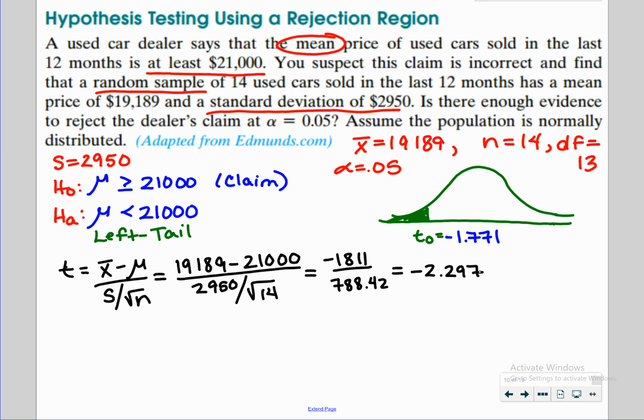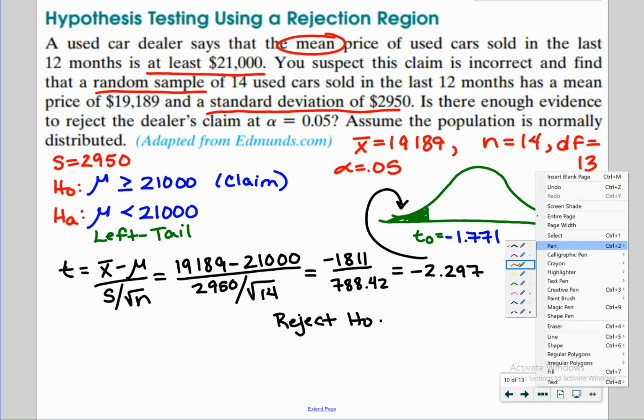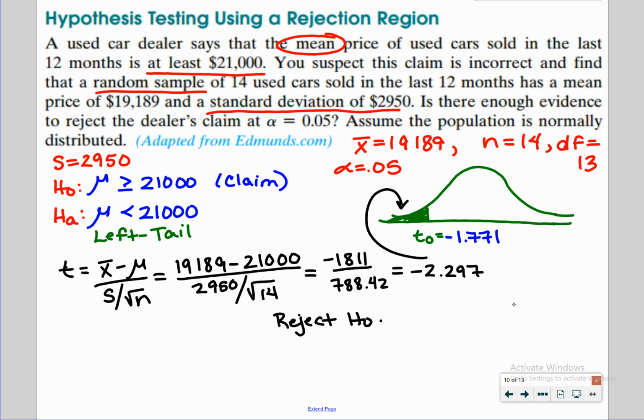Okay, is that number in our shaded region? Yes or no? Yes. Okay, so if it's in the shaded region, what is our decision? Reject or not reject? We are going to reject. And remember, you are always rejecting the null hypothesis. So you want to get in the habit of writing that down. And then we want to summarize that decision. So do we say there is or is not enough evidence if we reject?